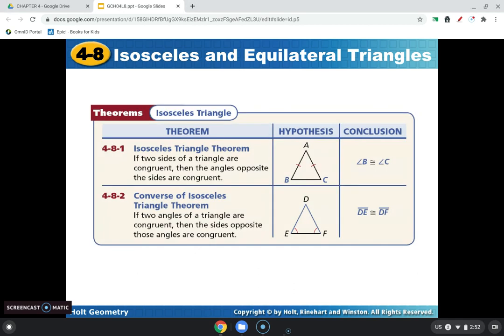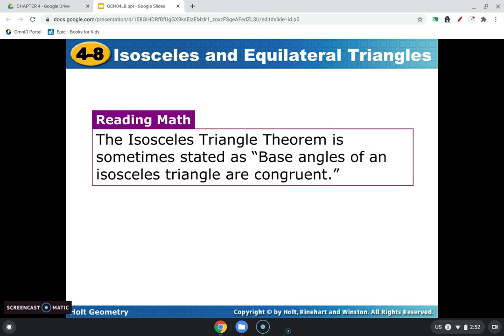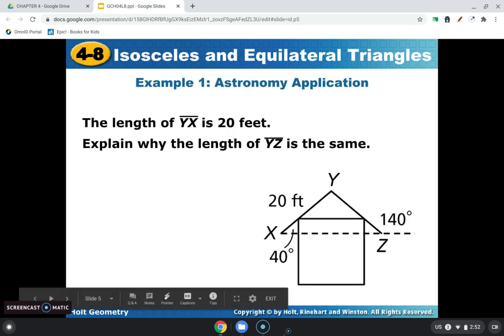Okay? So the isosceles triangle theorem states if two sides of a triangle are congruent, then the angles opposite the sides are congruent. So if the legs are the same, the angles opposite B and C in this case would be the same. And then the converse is also true. If two angles are the same, then the sides opposite them are the same. The isosceles triangle theorem is sometimes stated as base angles of an isosceles triangle are congruent.